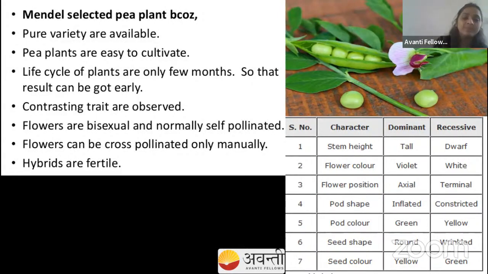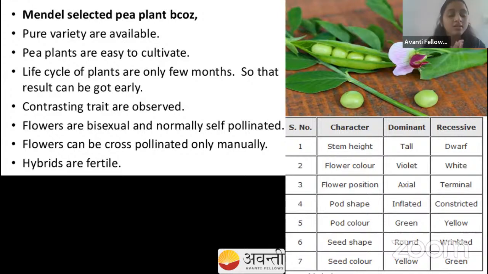And another reason is that it has contrasting characters. What do you mean by contrasting character? You know that, guys. Contrasting traits, not characters. Here we can see the purple color, and here the white color. Here the round seed, and here the wrinkled seed. Here the yellow seed color, and here the green seed color. These are contrasts, right? For example, if I wear black, you wear white. That is contrasting, right? So those types of traits are present here.